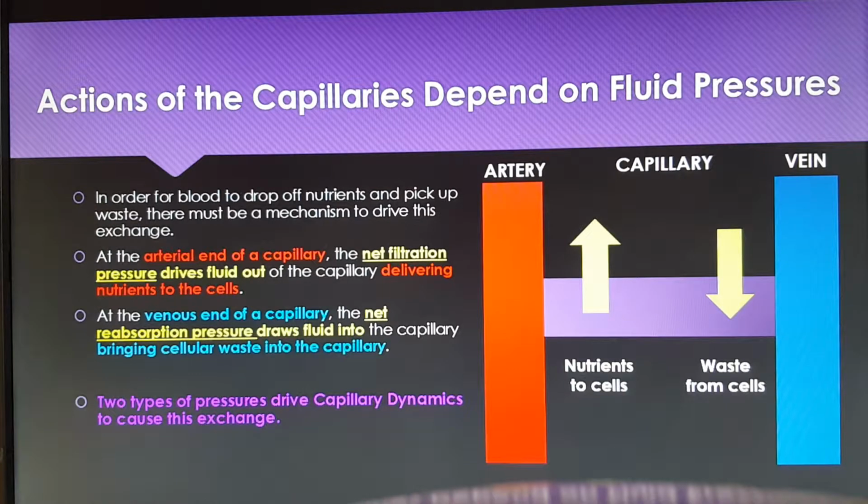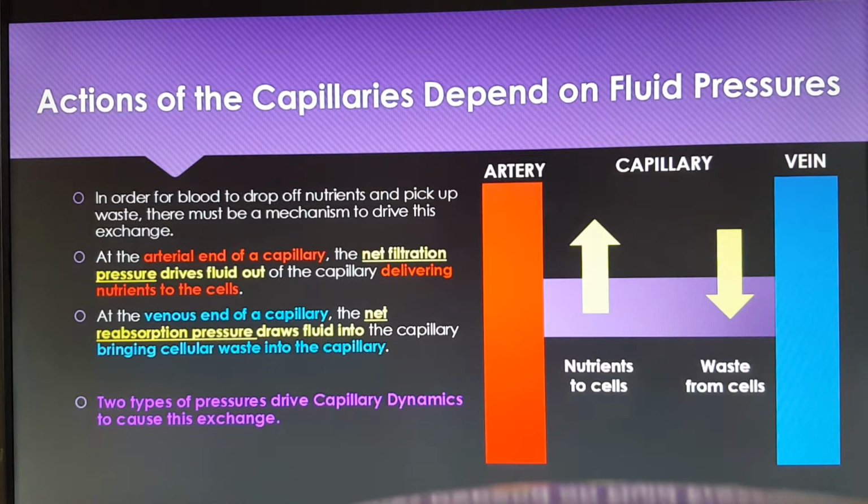In order for your blood to get nutrients as well as oxygen to your tissues and remove waste from the cell, it's driven by two pressures. At your arterial end, it's driven by your net filtration pressure. On your venous end, it's driven by the net reabsorption pressure. So net filtration drives fluid out. Net reabsorption drives fluid into the capillaries.